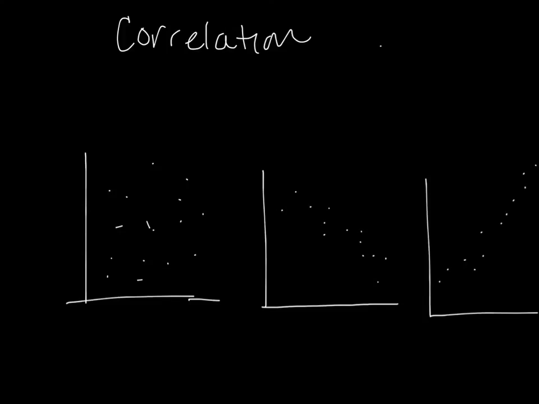So we'll talk about correlation just really quickly. When you have a scatter plot, you have three types of correlation. You see this first one, these have nothing to do with each other. They're all over the place.